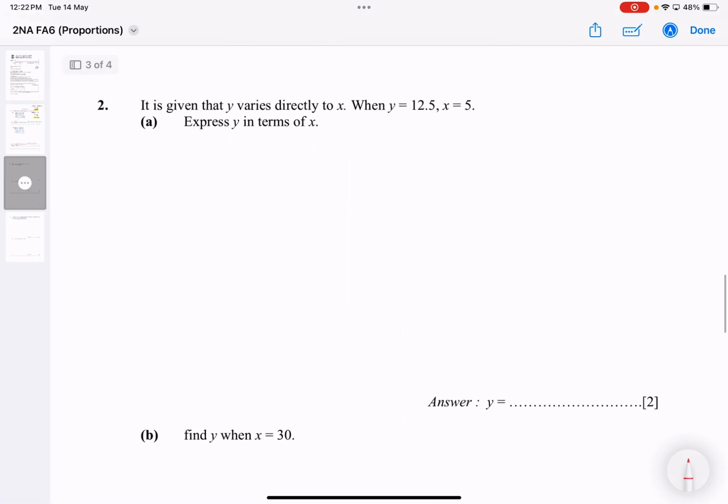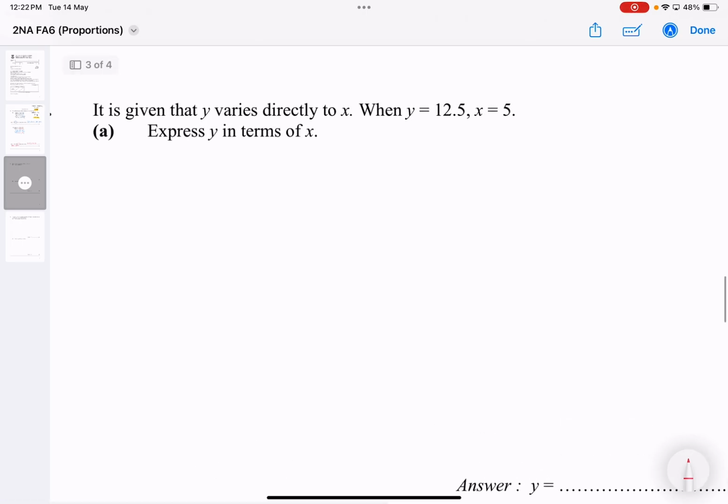Can you go and look at question number 2? Okay, question number 2, 2a. It is given that y varies directly to x when y equals 12.5, x equals 5. This one is very simple. Varies directly proportional. You should just tell me y equals kx. If you do that, you already get 1 mark.